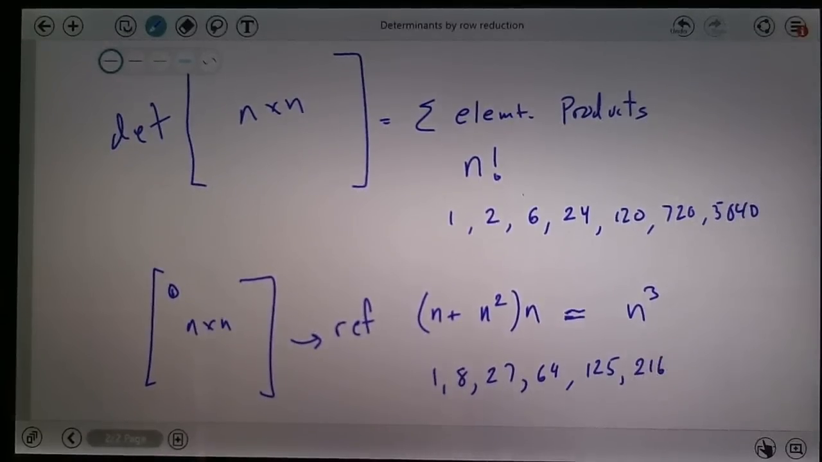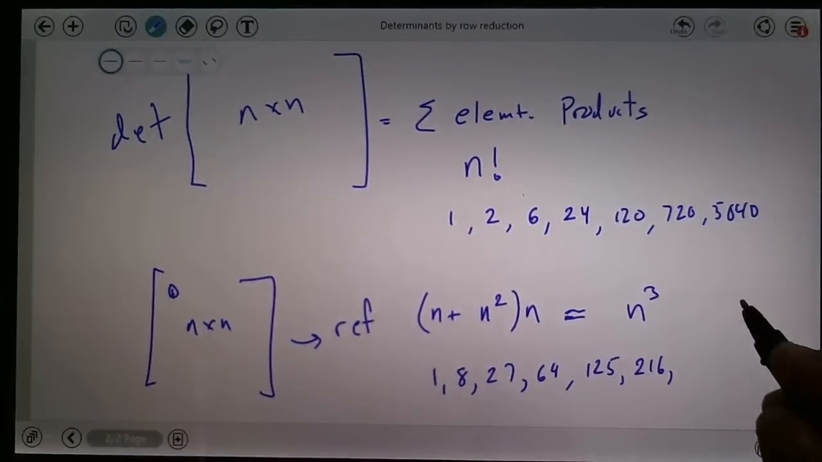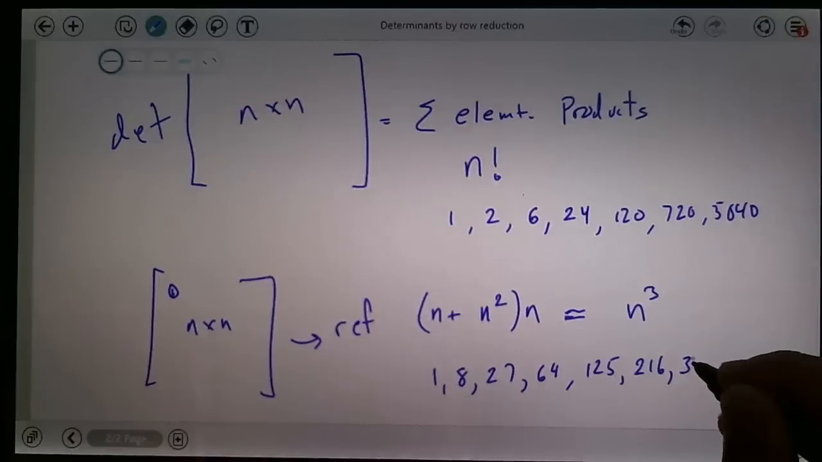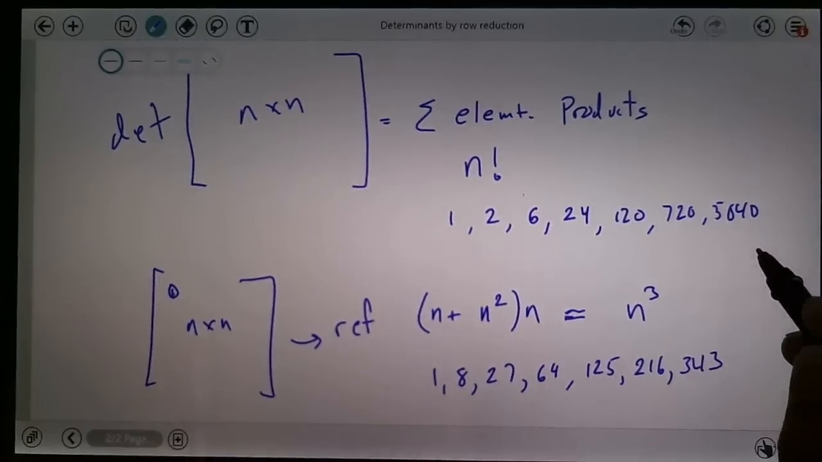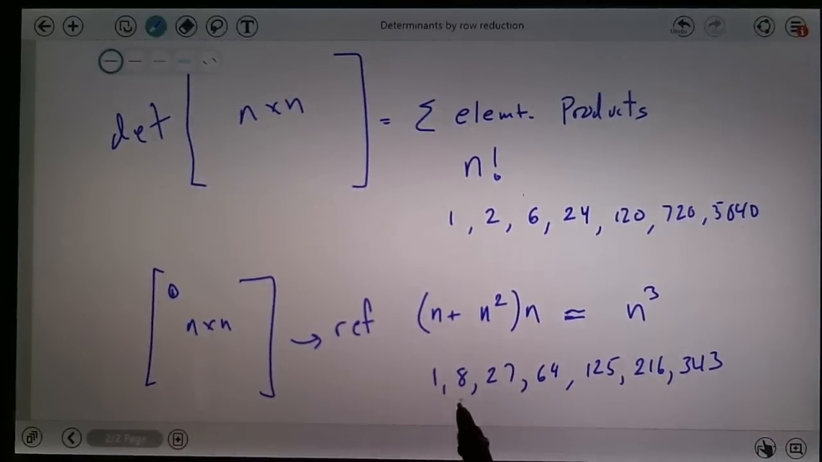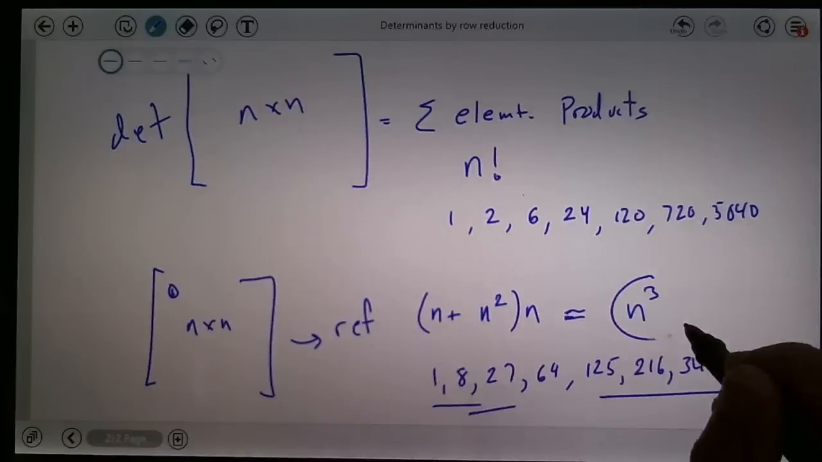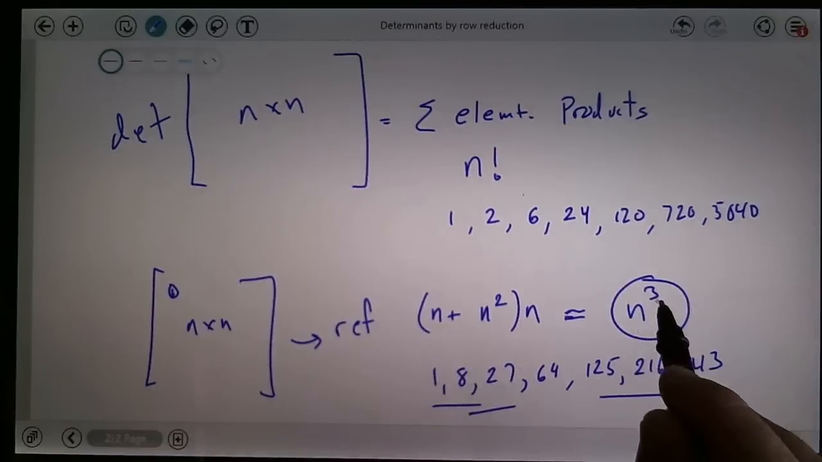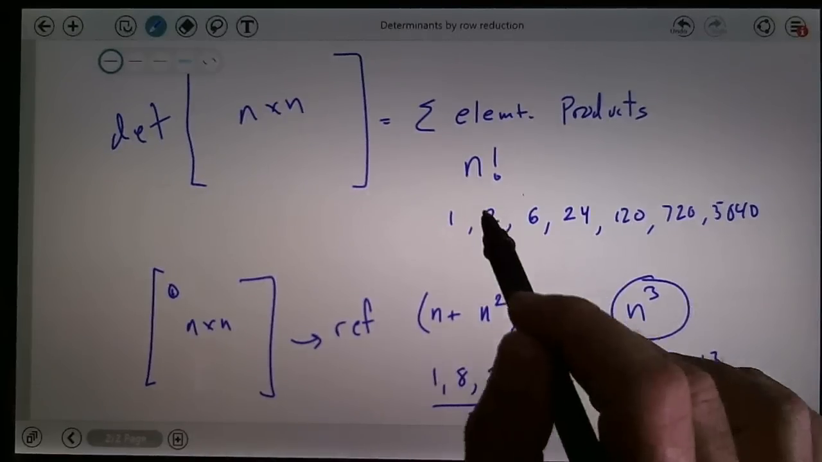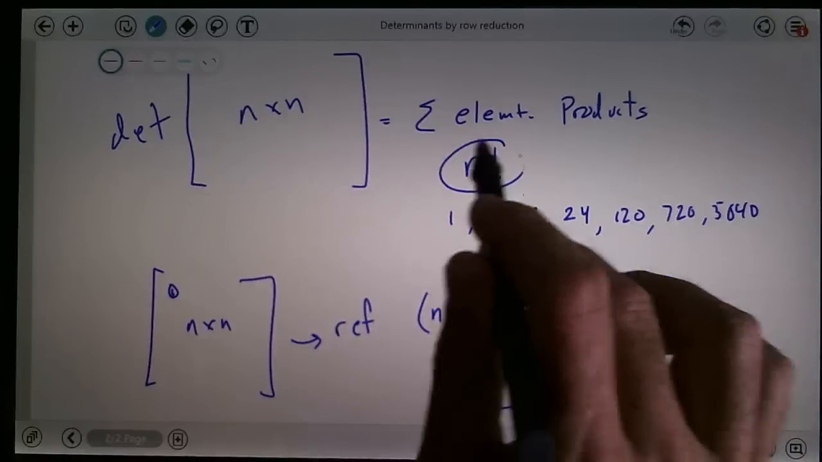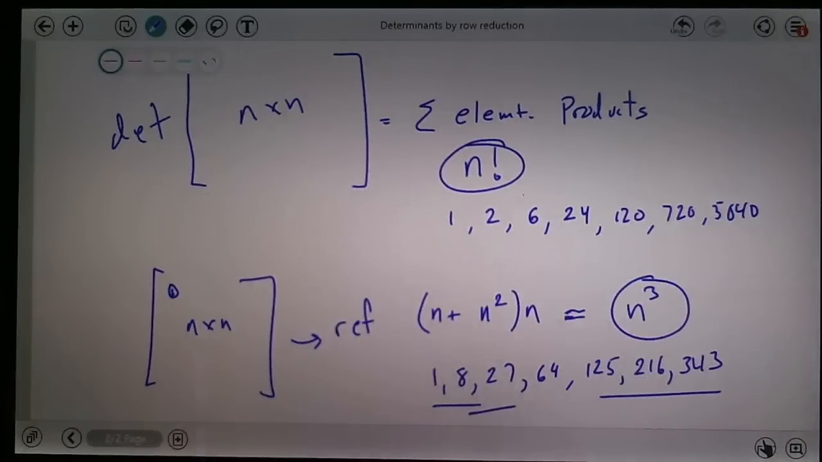So already that's much better. And 7 cubed is 343. So although it started off looking worse, it's definitely better in the long run. An algorithm that's n cubed time is so much more efficient than one that's n factorial time. So using these row operations is going to save us a lot of time in the long run.